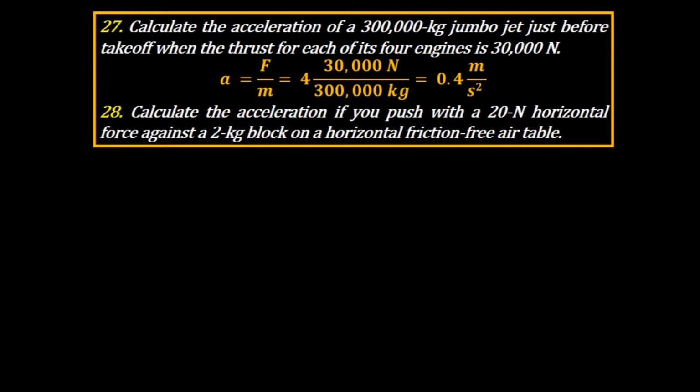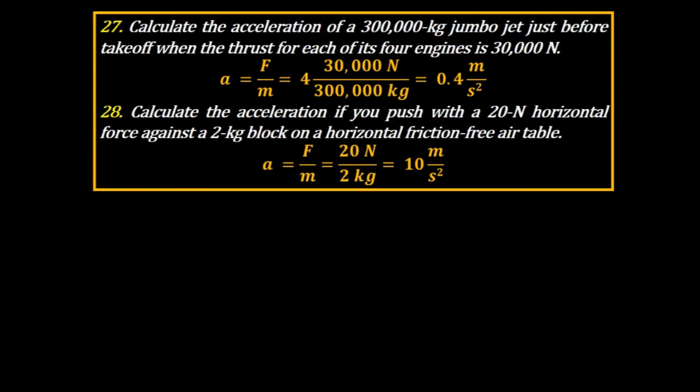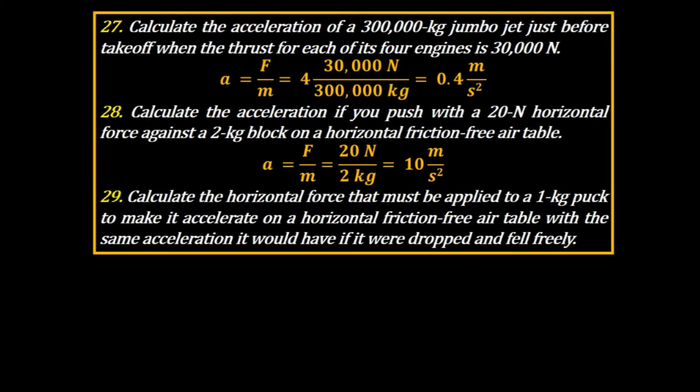Calculate the acceleration if you push with a 20 Newton horizontal force against a 2 kilogram block on a horizontal friction-free air table. So it's 20 newtons divided by 2 kilograms, which is 10 meters per second squared.